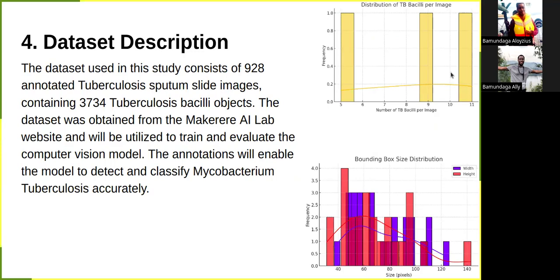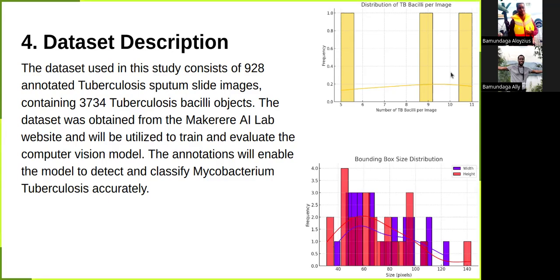So we go to the next slide, which is datasets used in the study. The dataset used in the study consists of 928 annotated tuberculosis sputum slide images. These were annotated in Pascal VOC format, whereby you have the image and the XML.